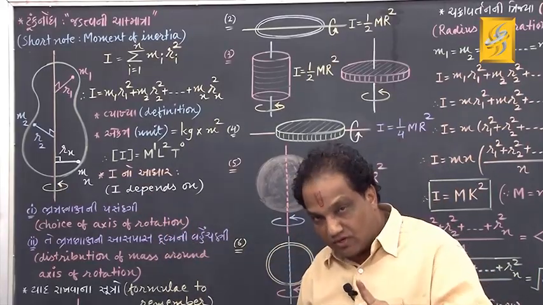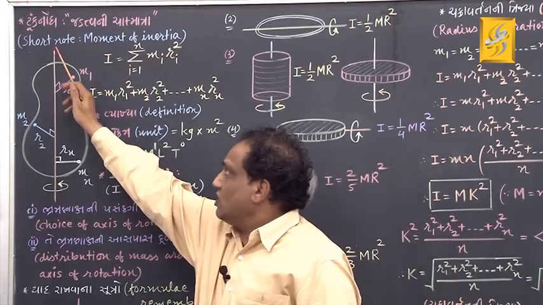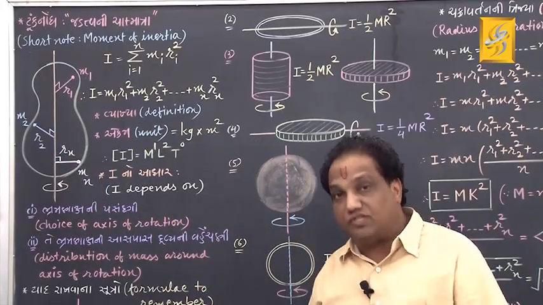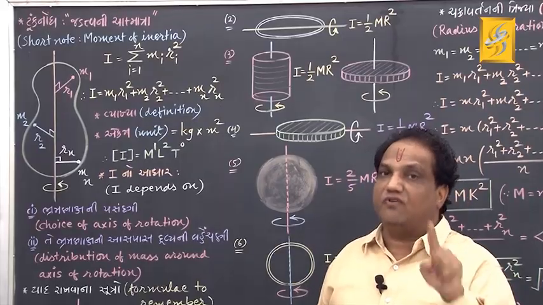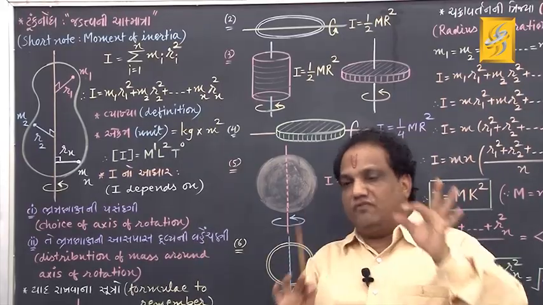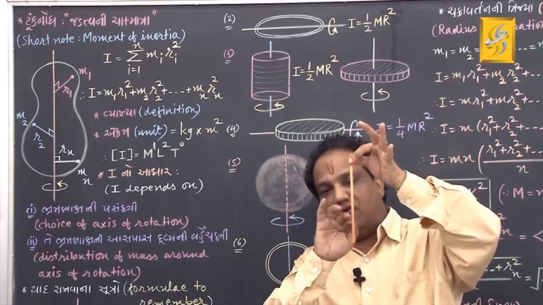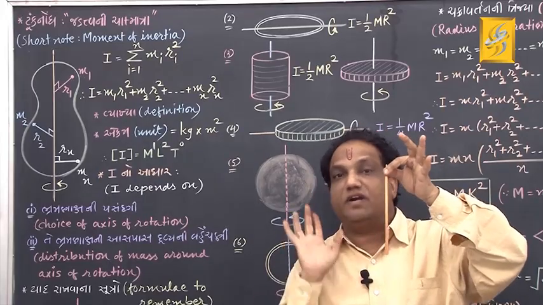The value of I depends, remember, on two factors. It depends on, come on, the choice of axis of rotation, meaning which axis you are taking as the axis of rotation. Depending upon that, the value of I will change. And once you fix the axis of rotation, after that, how is the distribution of mass around that axis? On that also the value of I depends.